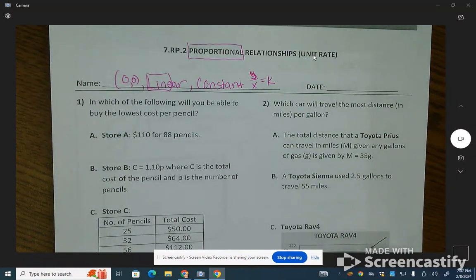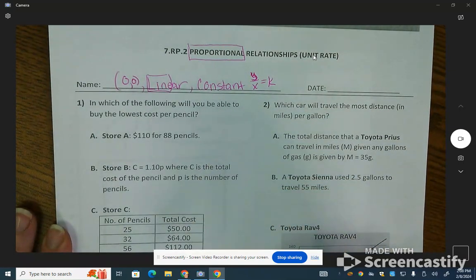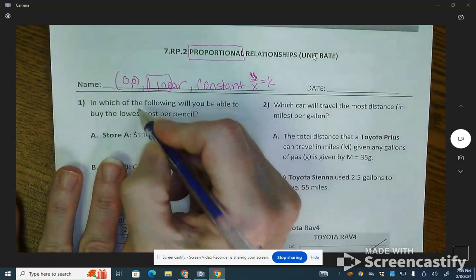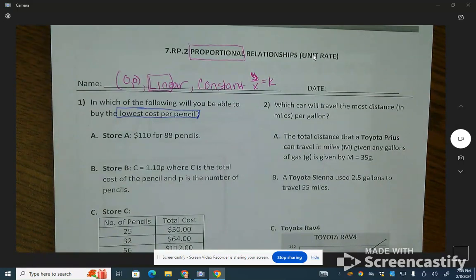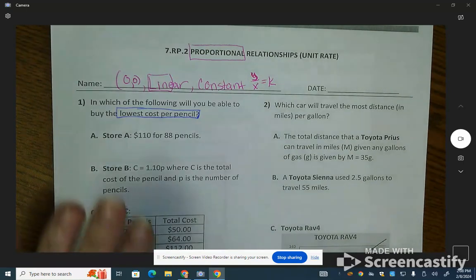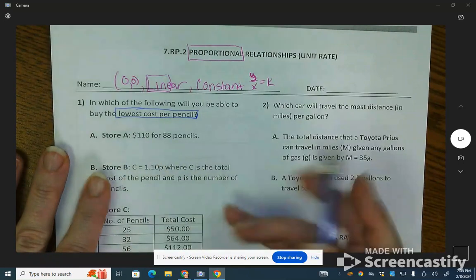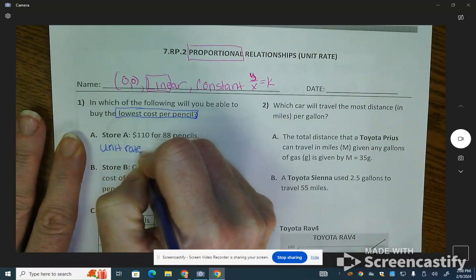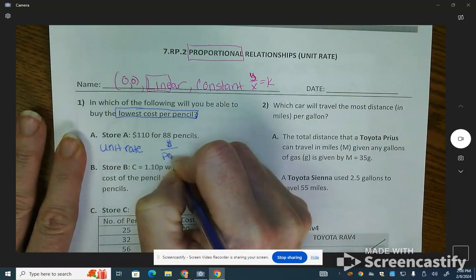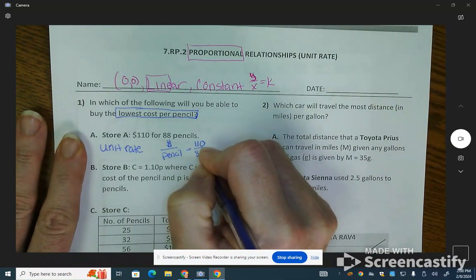So if you notice, the first problem says, I want you to do all of these choices, A, B, C, D, and your goal is to tell me which pencil has the lowest cost, or what is the best buy. So you're going to notice first, we always put in store A. It has $110 for 88 pencils. So that would be a unit rate. And that means money per pencil is what I'm looking for. So I'm looking for $110 over 88 pencils.